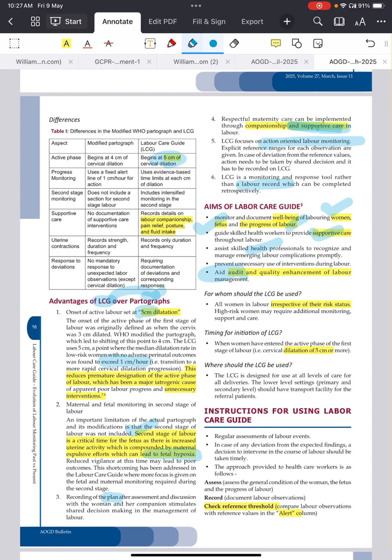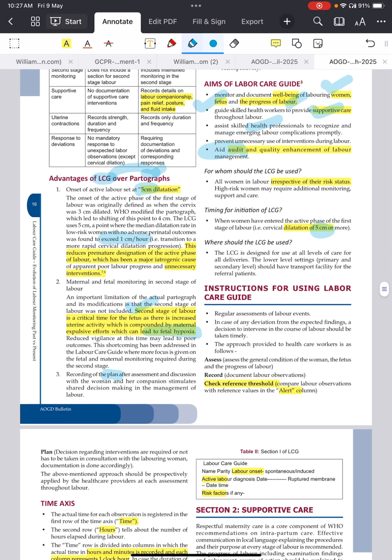Labor care guidelines can be used in all women, irrespective of high risk or low risk. Everyone can use this. After 5 centimeters of cervical dilatation, we start the labor care guideline graph, and it can be used at all levels of delivery, like primary and secondary levels. Even small PHC staff can use labor care guidelines. The only thing is they should know how to use it.